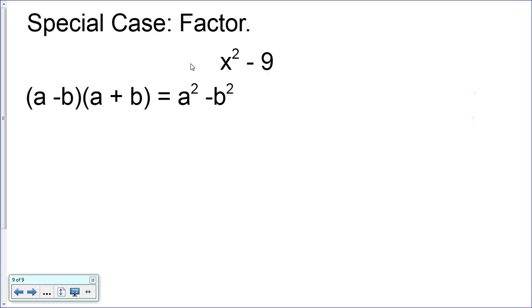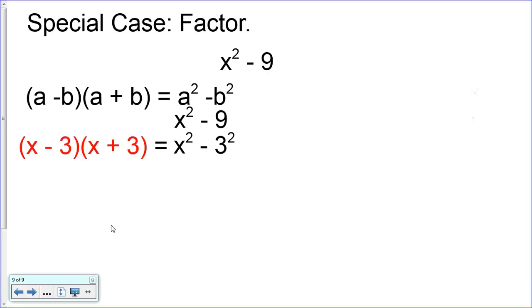Okay? So you can use this shortcut if you know it and recognize that this is a square and this is a perfect square as well. Okay? So x squared is a perfect square. 9 is actually a perfect square because I can rewrite it like this. So it looks exactly like this. And when it looks like a squared minus b squared, I can write my two binomials like this. So x minus 3 times x plus 3.